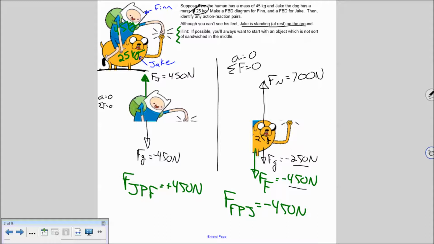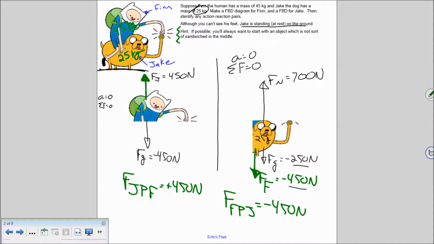Now, the other thing that you want to do is make sure that you identify action-reaction pairs. I've kind of already done that here. The two forces that are labeled in green are an action-reaction pair. The idea is Jake is pushing up on Finn, and Finn is pushing down on Jake. Those forces are equal and opposite. So that's the way we're going to do this. We're going to color code.